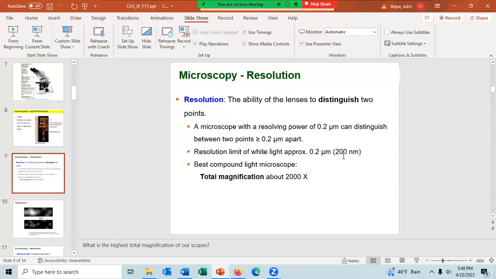And that's true of all light microscopes because it is the resolution limit of white light. We're using white light to see a specimen, and you can't resolve it any better than 0.2 micrometers due to the properties of light. Any questions about that?